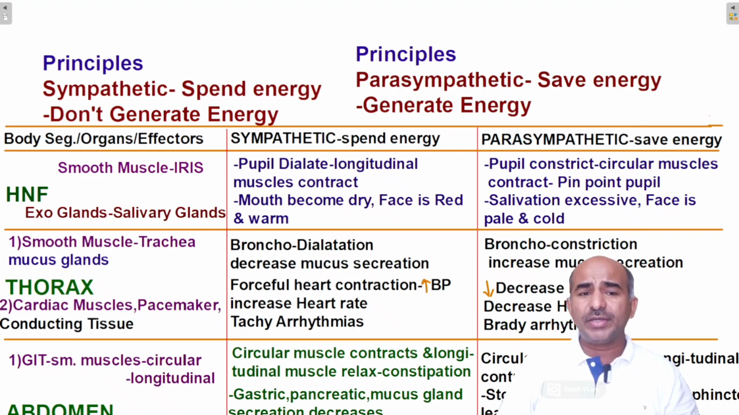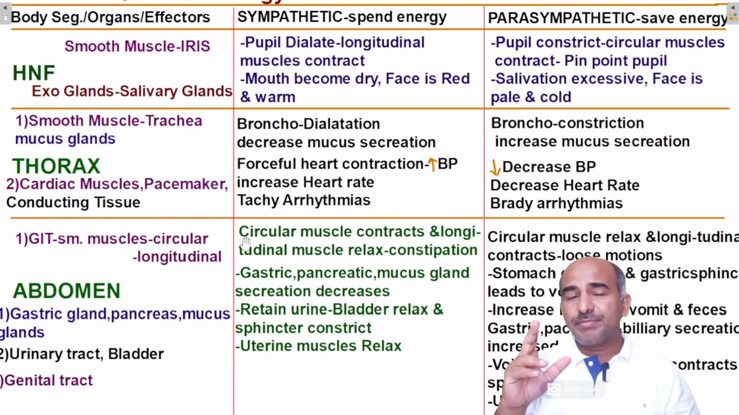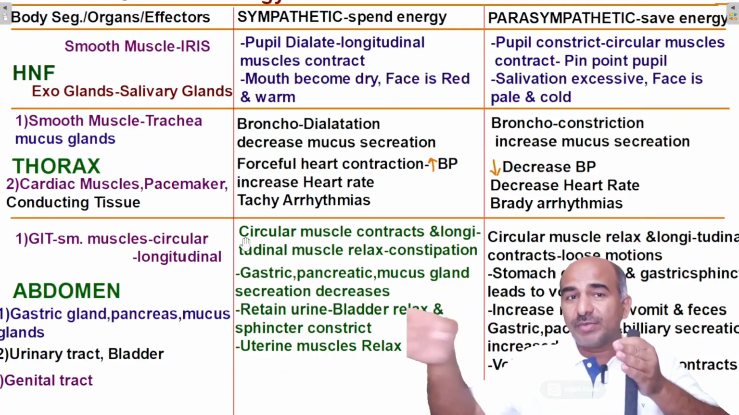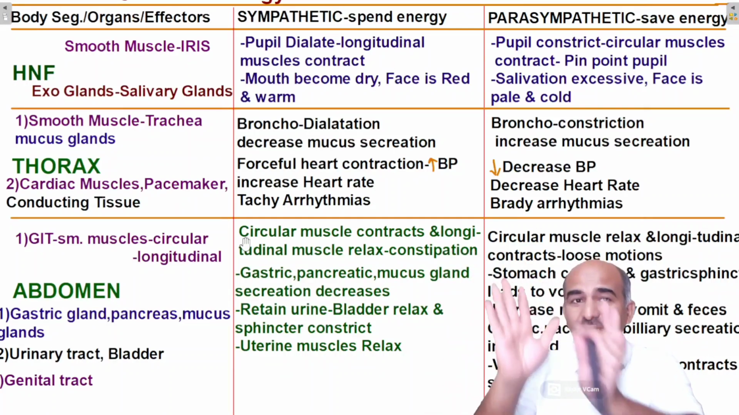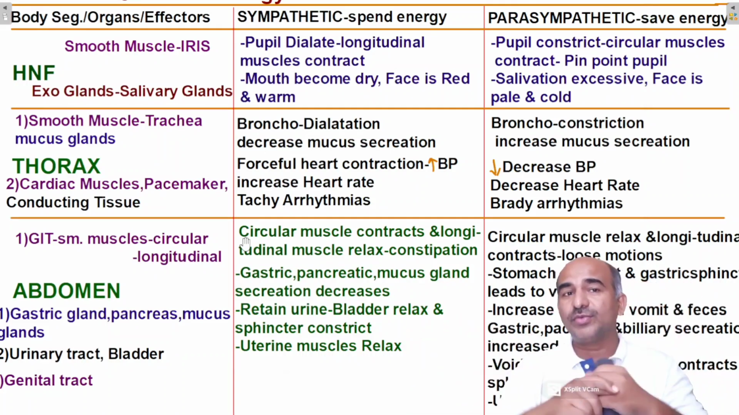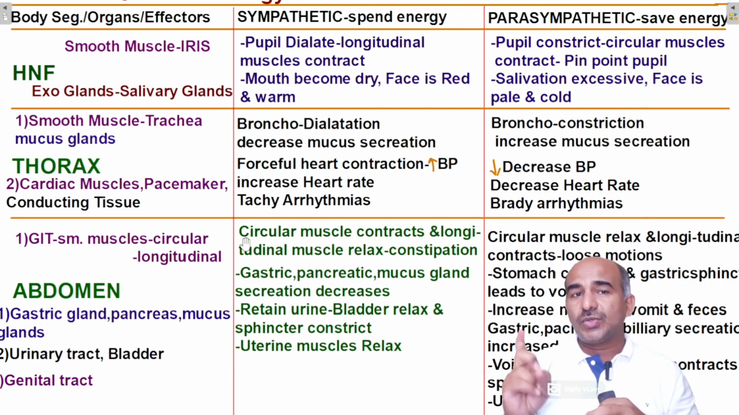Now I am talking about the abdomen. In abdomen, GIT, smooth muscles. Now in sympathetic, do not generate energy, so no peristalsis. So what happens? Longitudinal muscles which cause peristalsis will relax, and sphincters which constrict remain constricted, so food does not move, so no digestion. Got the point?